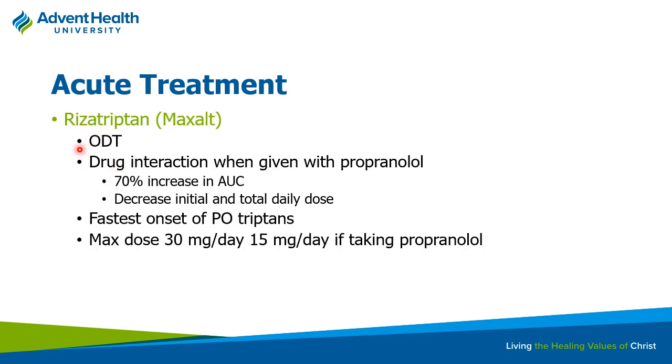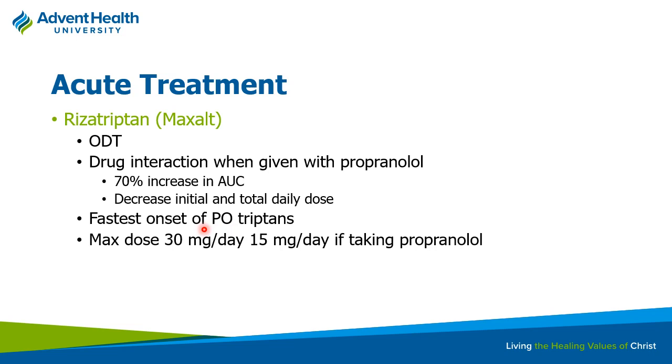Rizatriptan, or Maxalt. This one is interesting because when you give it with propranolol, you see a big increase in the AUC, or area under the curve, which is basically a measure of how much drug exposure a patient has. Now you may be asking, why would a patient with migraines take propranolol? We're actually going to find this is a good preventative therapy. So you just have to know that you have to decrease your initial dose of rizatriptan when mixing it with propranolol. Otherwise, you're going to see levels rise too high, get that chest tightness, get the hypertension potentially, see some issues with that.